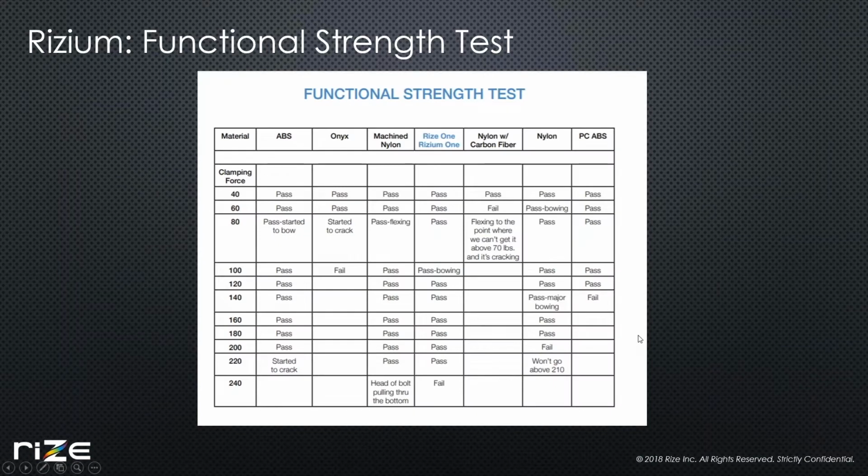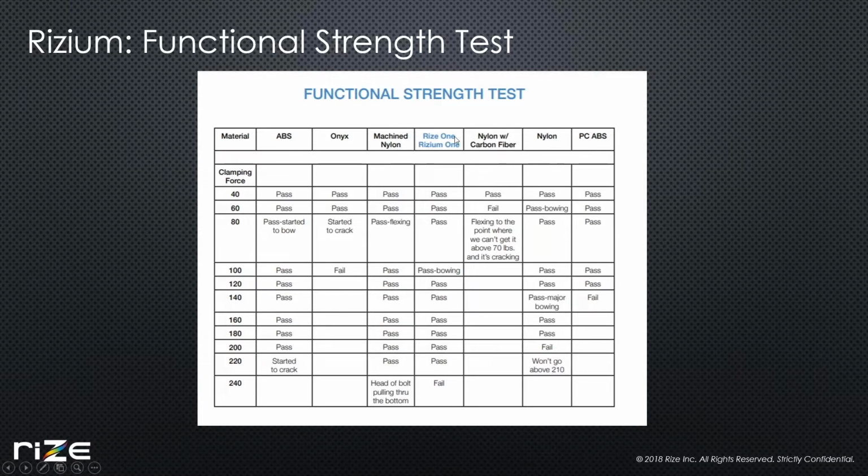Okay. So why RIZE? The material that comes with RIZE is a very high-end engineering compound. Here's an example of functional strength tests a customer did. You can see ABS, Onyx, machine nylon, RIZE 1, nylon with carbon fiber, nylon, and PC-ABS.